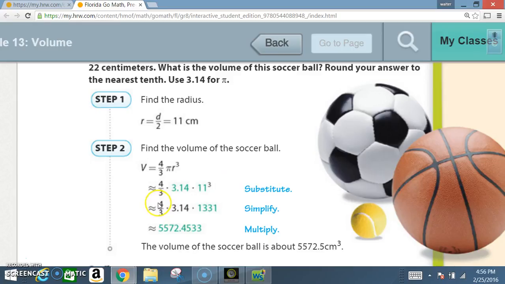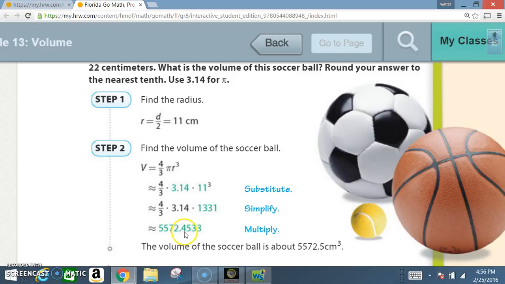Now I multiply everything going across the top: 4 times 3.14 times 1,331 divided by 3. After doing that, my final answer would be 5,572.4533. They told me to round to the nearest tenth, so I would end up with the volume being about 5,572.5.